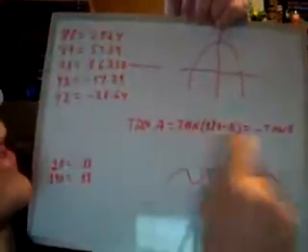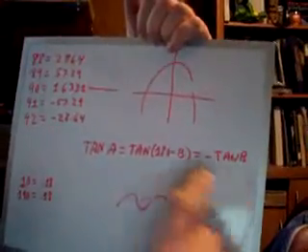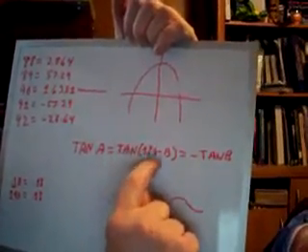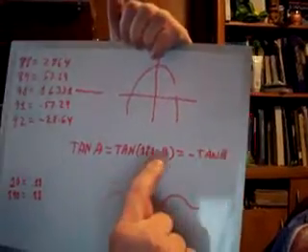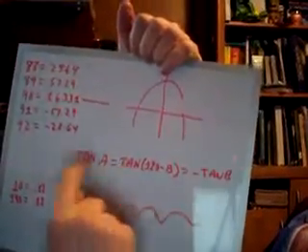This is how we get this. Tangent A really is negative tangent B because you're going to subtract from 180 degrees the number of degrees in B, and whatever you have left will become tangent A. Okay? And that ends up being negative tangent B.